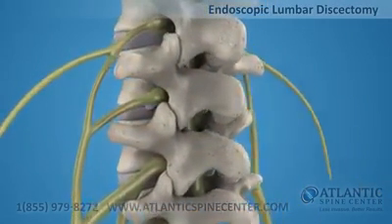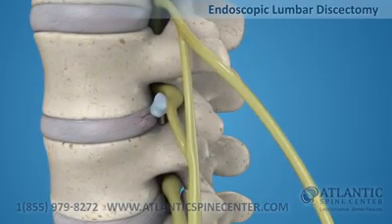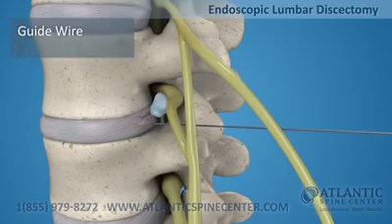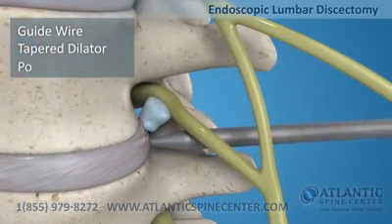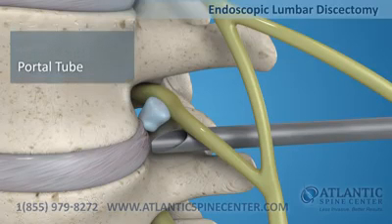Endoscopic lumbar discectomy is a minimally invasive procedure for treating lumbar herniated disc. First, a thin guide wire is placed under X-ray control down to the involved level of the spine. A tapered dilator is inserted over the guide wire. A small tube is inserted over the dilator to create a portal to the herniated disc.